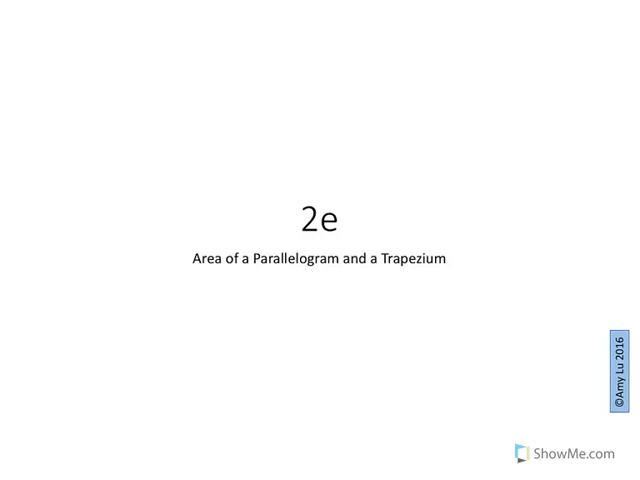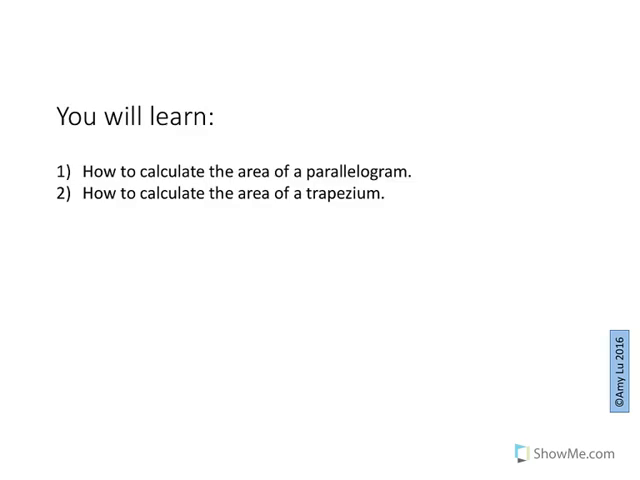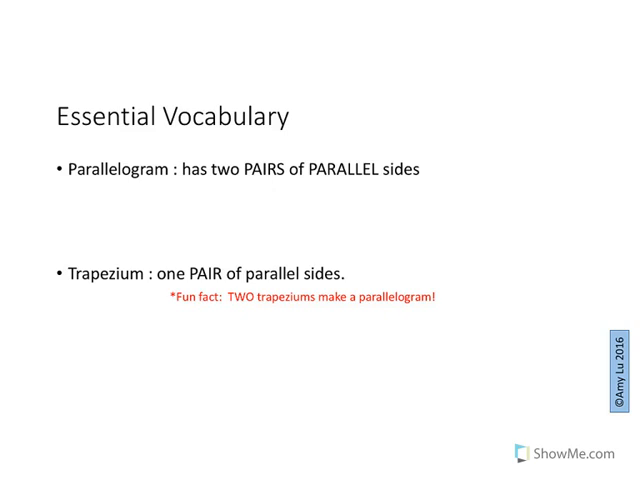So this chapter is 2E, the area of a parallelogram and a trapezium, or a trapezoid. Two skills you will learn: how to calculate the area of a parallelogram and how to calculate the area of a trapezium. So, a parallelogram versus a trapezium.